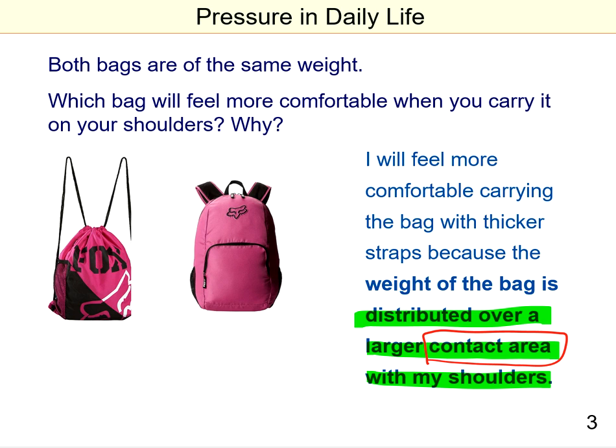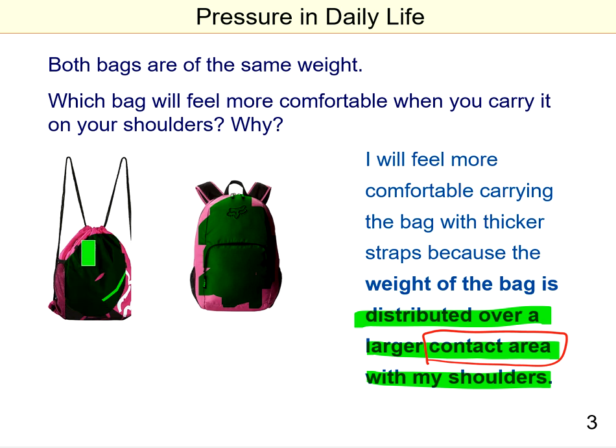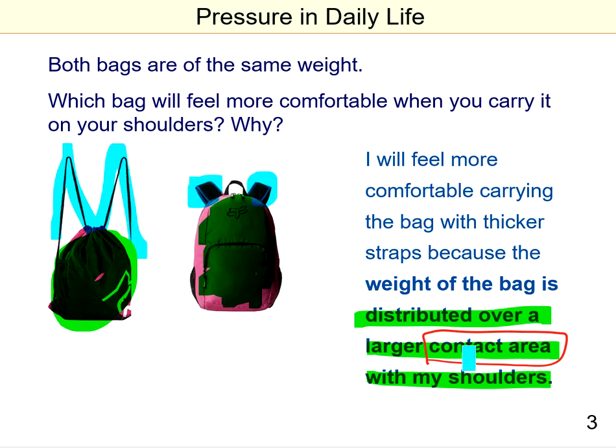Now, surface area, I would mean this part here, the whole surface, right? Everywhere. This is the surface area. Now, this part has got no impact. This part has got no impact on the pressure that you feel. So, what will make the difference is actually the parts that are in contact with your shoulders. So, it's important to use the word contact area.